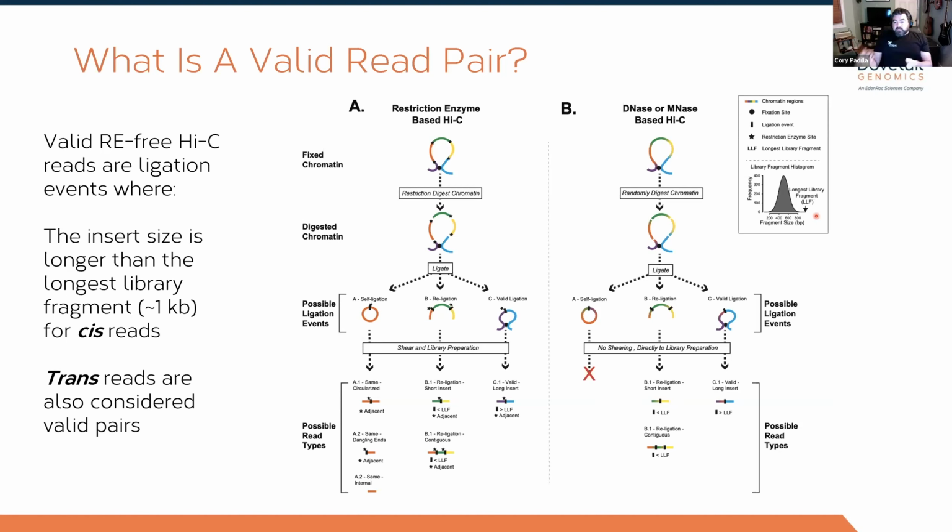And so if you're using MNase with Micro-C, really the only thing you have to consider here is whether the insert size is bigger than your library fragment. And if it is, then it's considered a valid Hi-C read. The other thing to point out here is that trans reads are typically considered valid read pairs.